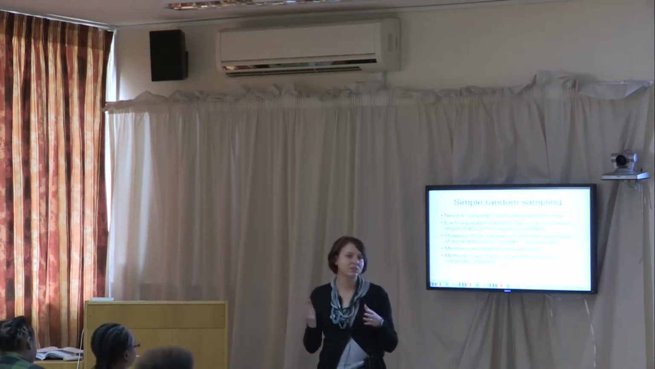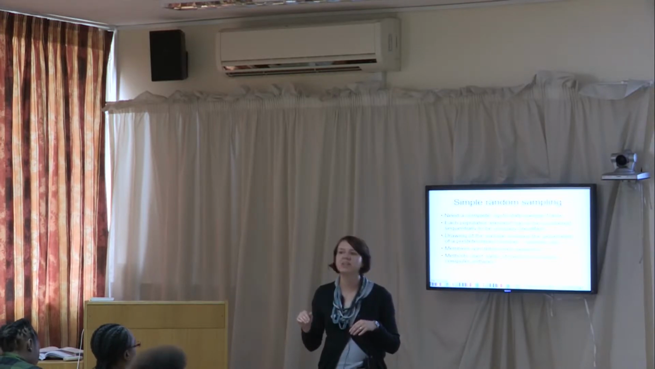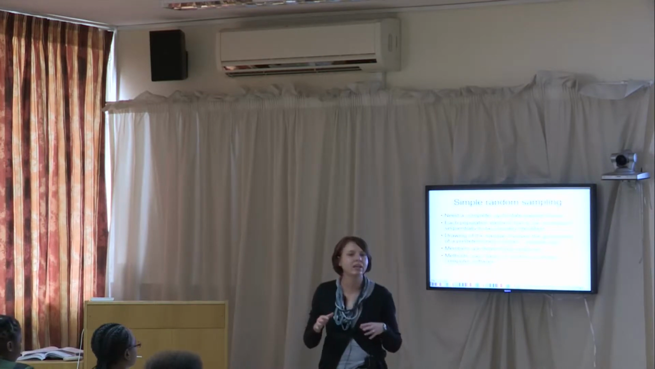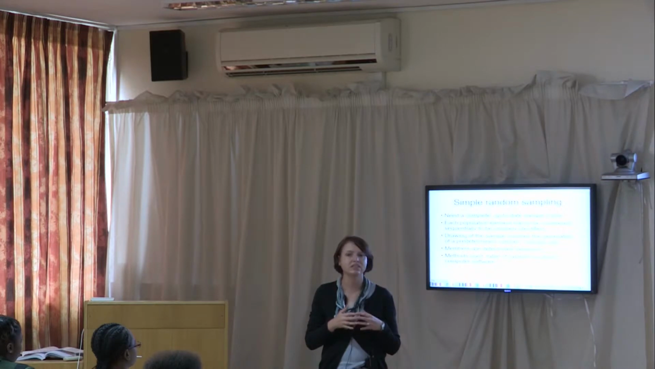Everybody of the 75 students who were in the hat had an equal chance. I did not interfere with the process and I couldn't see the names or anything. It was objective. I picked out of the hat. And that is simple random sampling. And that is the easiest way of sampling when it comes to probability sampling.